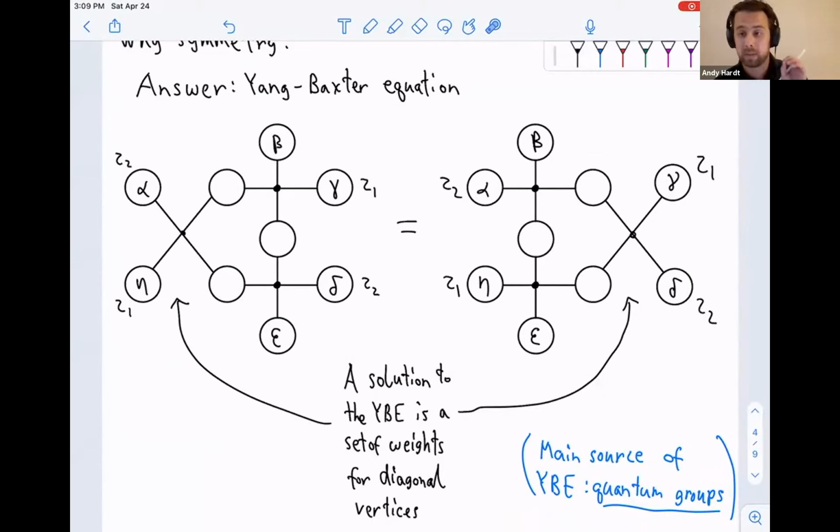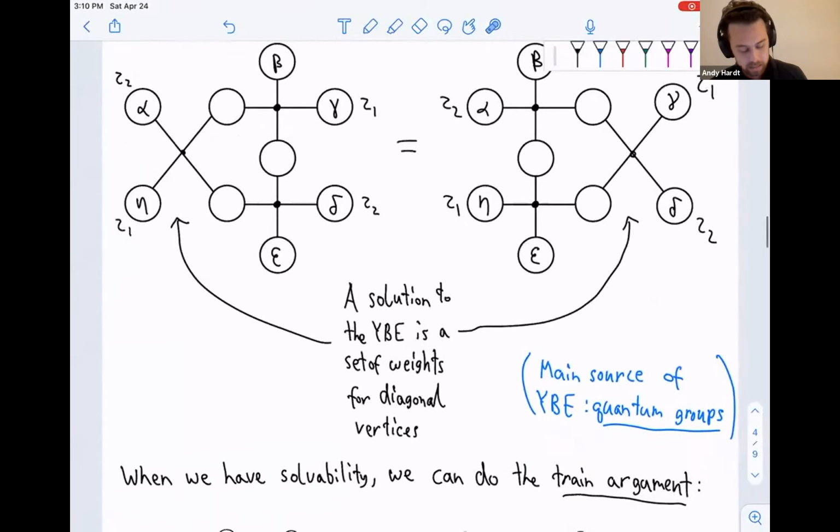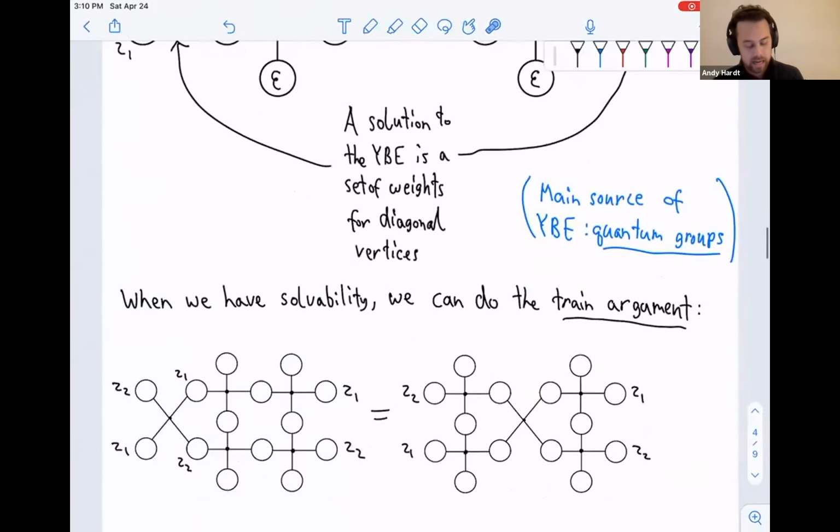Okay, so I promise we're going to talk about symmetry. Why does the Yang-Baxter equation give us symmetry? It's because when we have this solvability, we can do the train argument, which means I have a lattice model. It has 2 rows, but it could have more. It has 2 columns, but it could have more of those as well.